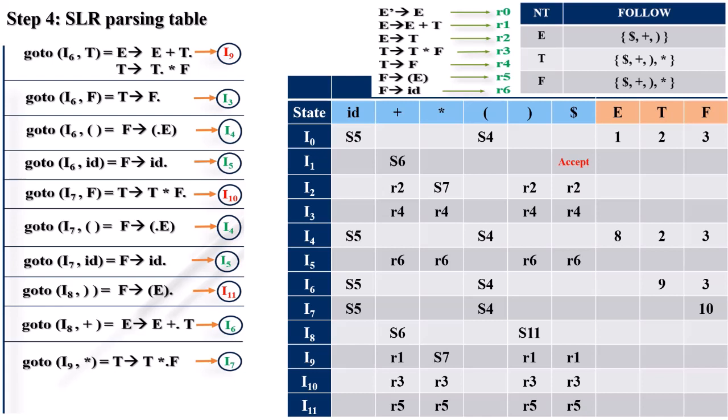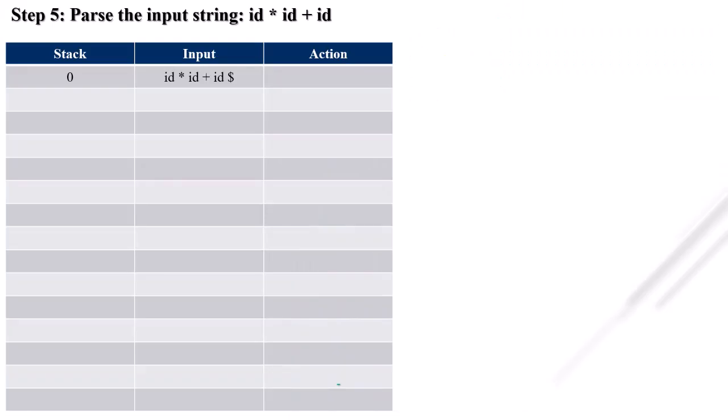Okay, let's see how we can parse the string with the help of this parsing table. What is our input string? id * id + id. What do we use? We have to use the stack, the input symbol and the action. What is our initial configuration? We write 0 first on the stack, and at the end of the input we put $ as the end marker.